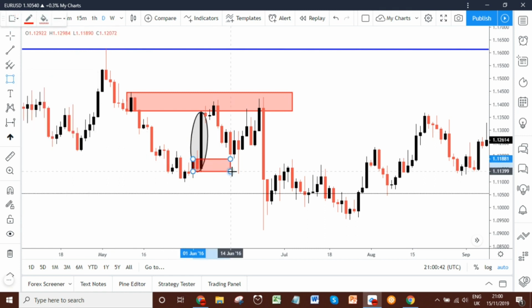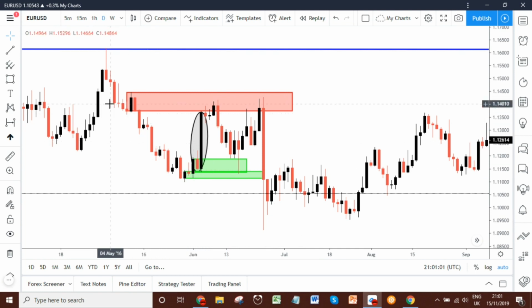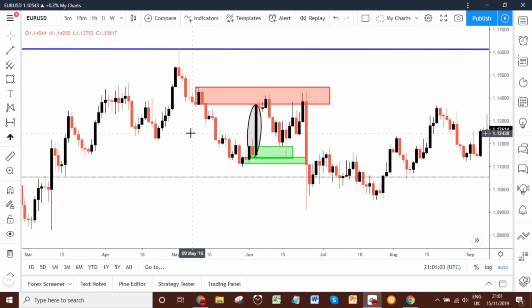And then when the market reaches back down here, we also have a zone. It's just on top of a zone. And I love zones on top of zones because they're always so powerful, right? So this would have been a perfect trade, right?